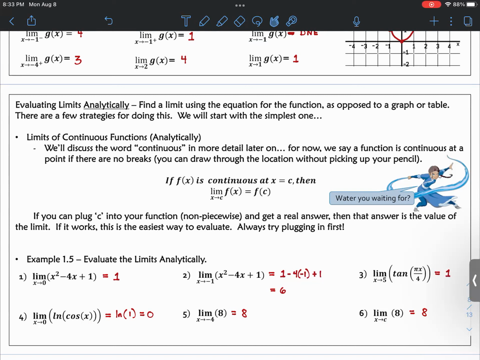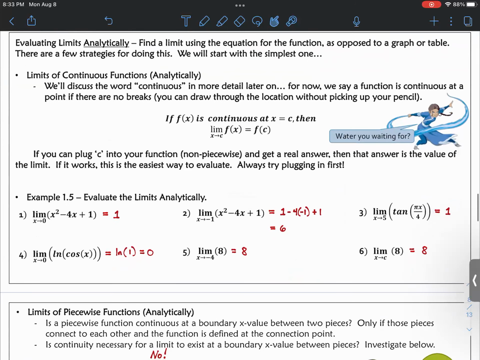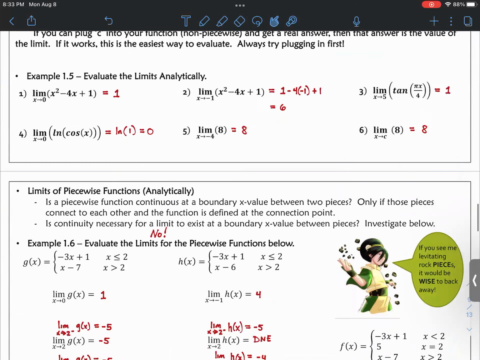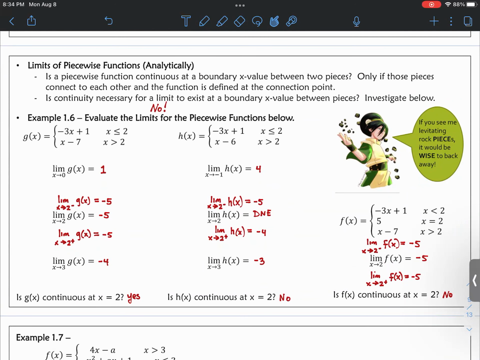All right, is this coming back to you guys? Remembering all this stuff from last year? Let's crank it up a notch here. I've got some piecewise examples on the next couple pages. These can be a little trickier, but still doable.